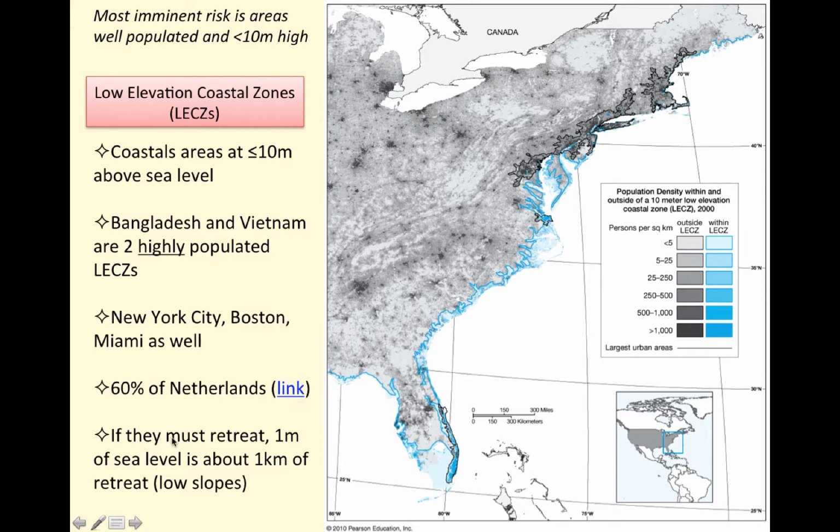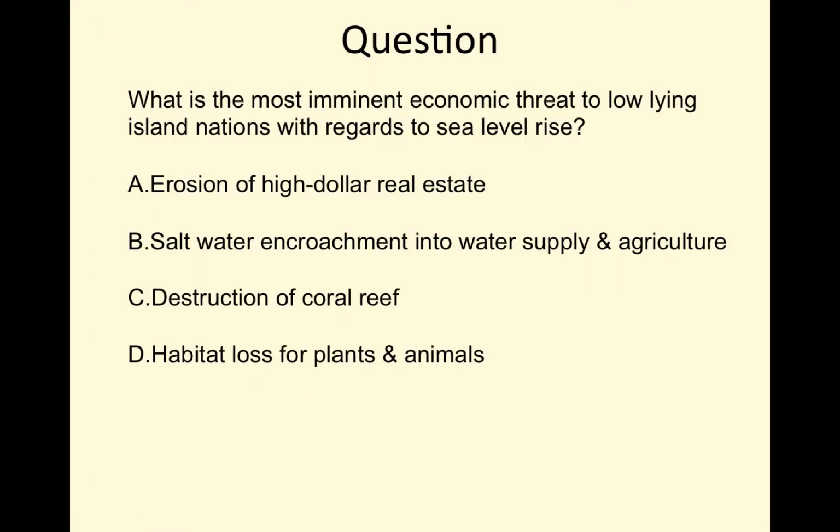Due to the nature of the slope of the coastlines, if these places must retreat from sea level rise, 1 meter of sea level is about 1 kilometer of retreat. So a pretty significant amount of people would be displaced with 1 meter sea level rise. And looking at the US, you can see that the entire southeast coast is pretty much a low elevation coastal zone. So if sea level comes up significantly, this is going to be a major problem for the East Coast. So those low elevation coastal zones will see a problem very soon.